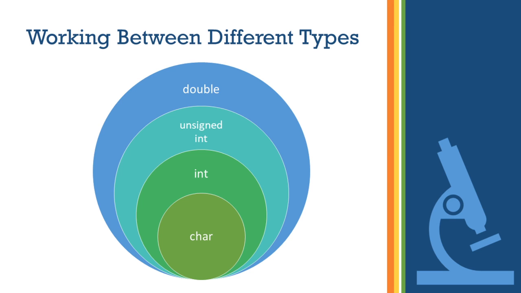And I made a little chart. You can see some examples. In this chart, you can see double is greater than unsigned int, and unsigned int is greater than int, and normal int is greater than character.